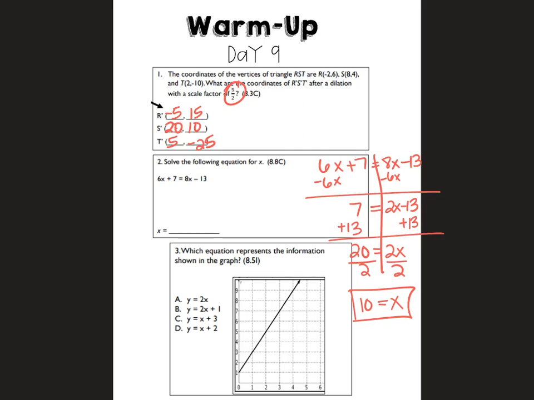Okay, and finally, problem number 3. It's asking us to write the equation for the graph. So what I'm going to start by doing is finding my y-intercept. Now if I look down here, it looks like my y-intercept is right there at positive 1. And if I'm processing this and thinking about this critically, the only possible answer choice is B, because it's the only answer choice that has a y-intercept of positive 1.